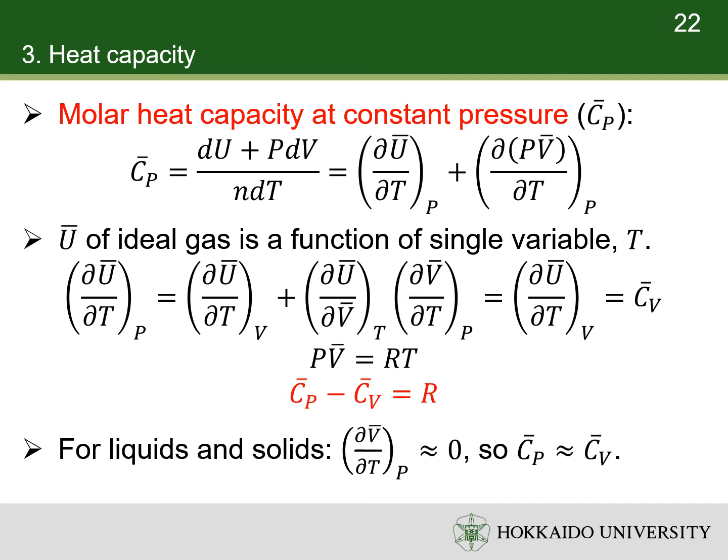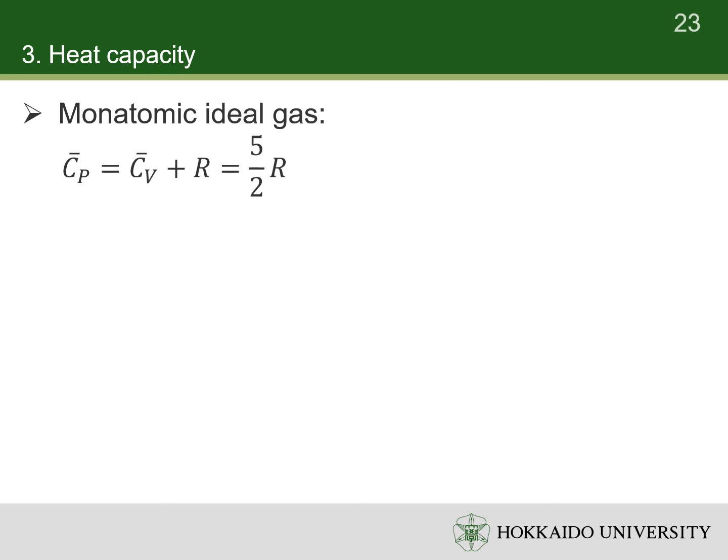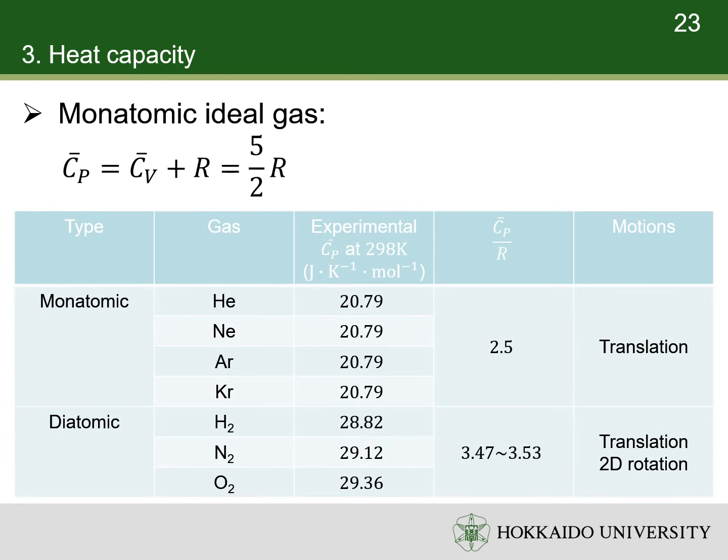The volumes of condensed matters do not change significantly with temperature. So, their Cp and Cv are almost identical. The Cp of monatomic ideal gas is 5/2 R. Here, I show you a list of Cp of a few gases. The Cp of monatomic gases is exactly the same as we calculated before.